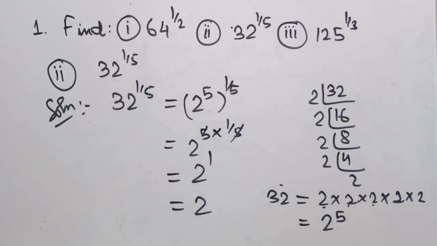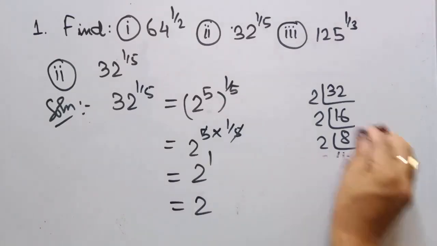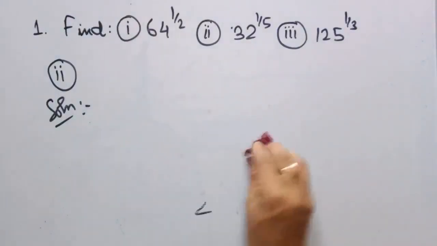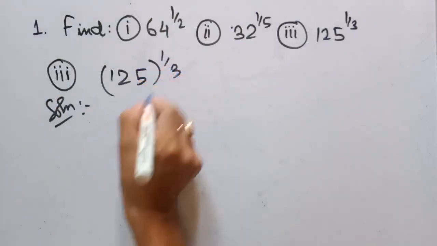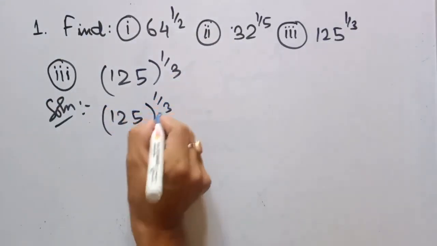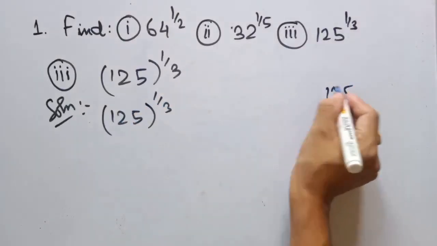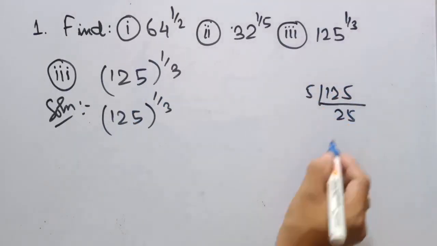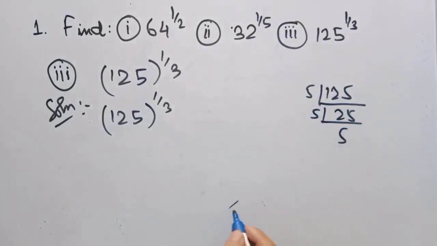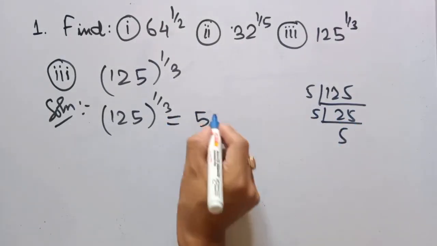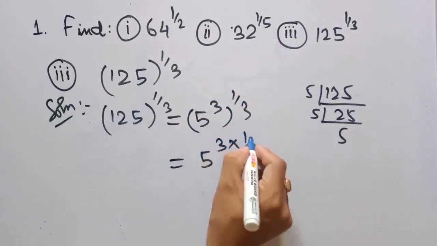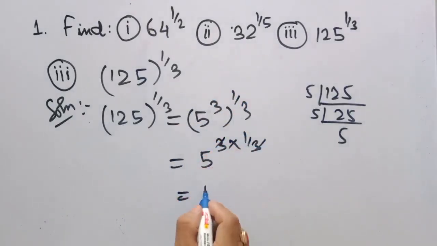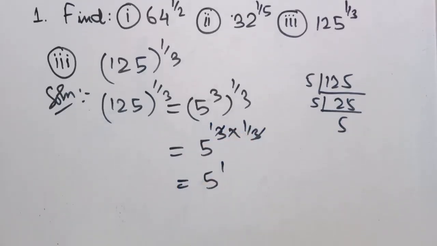Next, (iii), 125 to the power 1 by 3. Solution: let us prime factorize this 125. 5 times 25, 5 times 5. So 125 can be written as 5 to the power 3, to the power 1 by 3, equal to 5 to the power 3 into 1 by 3, equal to 5 to the power 1, which is equal to 5. So the required answer is 5.